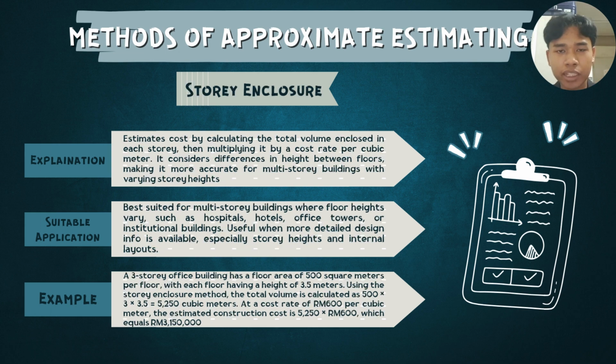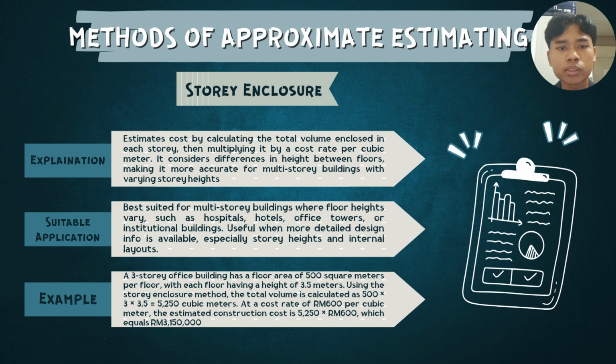The fourth one is story enclosure method. Estimates cost by calculating the total volume enclosed in each story, then multiplying it by cost rate per cubic meter. It considers differences in height between floors, making it more accurate for multi-story buildings with varying story heights. The suitable application is for multi-story buildings where floor heights vary, such as hospitals, hotels, office towers, or institutional buildings. Useful when more detailed design info is available, especially story heights and internal layouts.